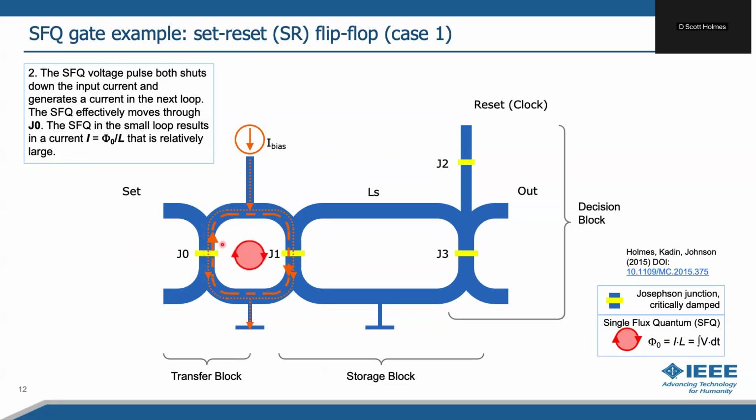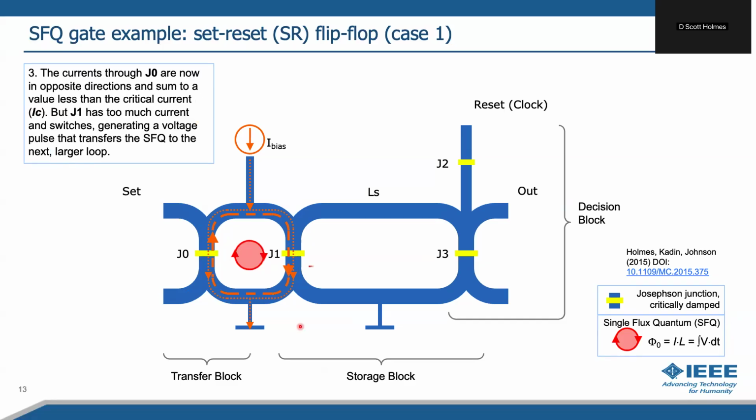We now have a current circulating in the loop in addition to the bias current, and it's as though the flux quantum went through the junction and is in here. So now we have two currents here. This junction now has two currents in opposite directions, and we design it so that junction is now happy and it just sits there. But this junction, J1, now has two currents that add together. It exceeds the critical current.